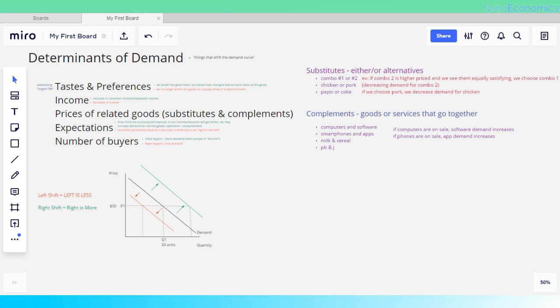So, some key things to take away today are that determinants of demand shift the demand curve. Left is less. If the thing would cause you to buy fewer of the item or decide to demand less of the good, then you're going to shift the demand curve to the left. And if it is going to cause you to demand more, you'll shift to the right.